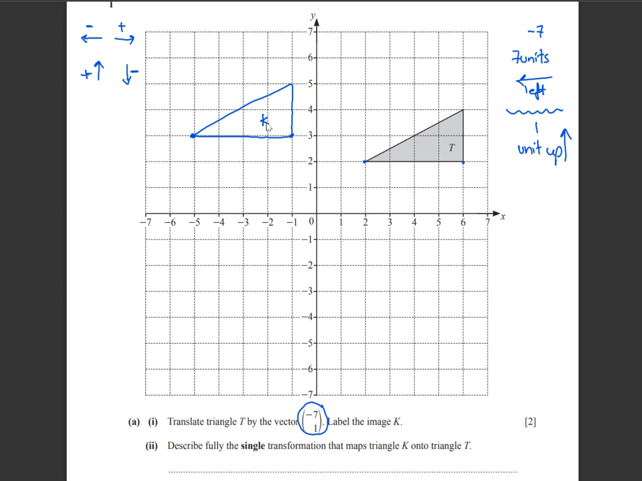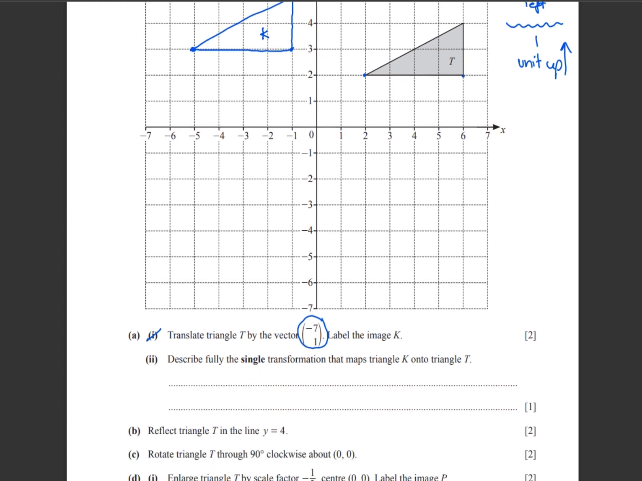Now he's asking me another question. Describe fully the single transformation that maps triangle K onto triangle T. So whenever he asks you the reverse of the question you just did, the answer will be the reverse of the numbers that were written in the question. That means you just did from T to K, and now he's asking you from K to T. So it will be the same.